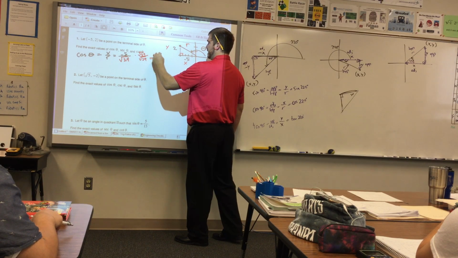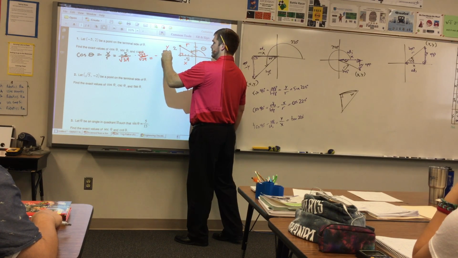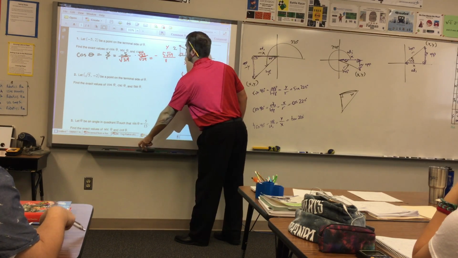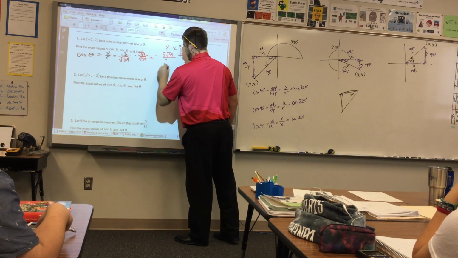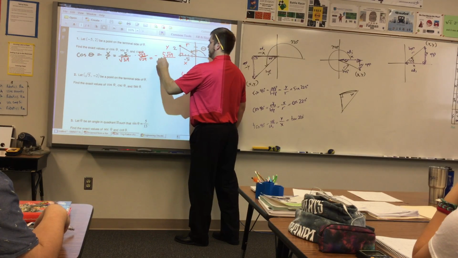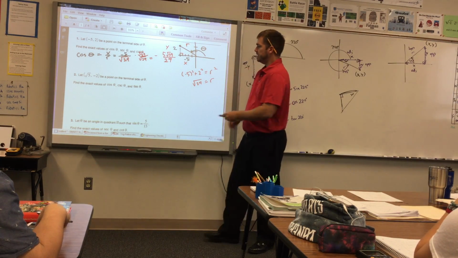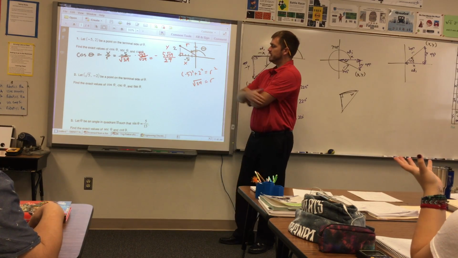So -5 root 29 over 29. Sometimes they don't require it, I don't know why. So that's it, that's the answer? Well, for the cosine, I think so.